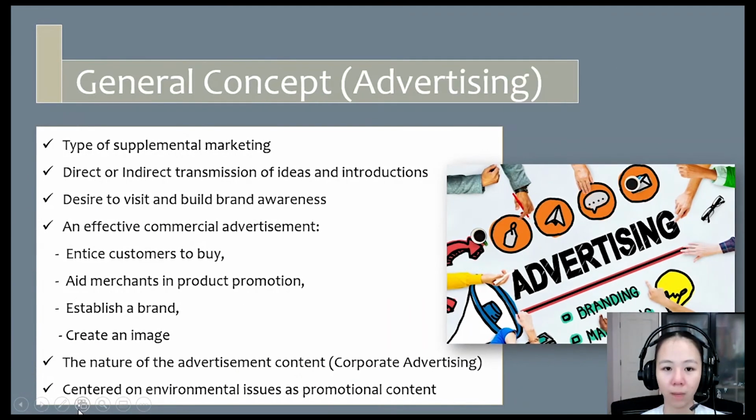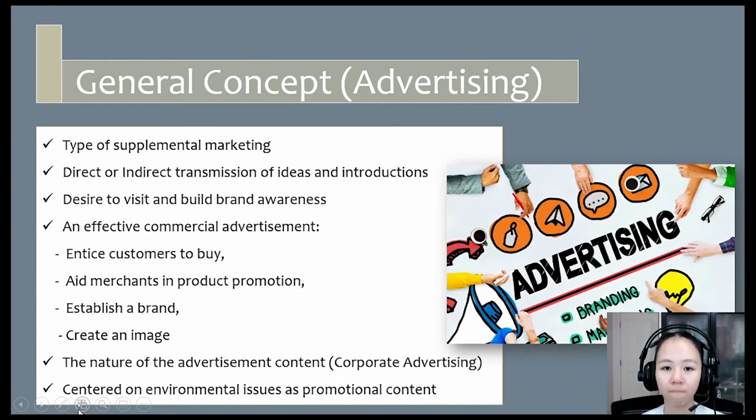Okay, the next part will be general concepts in advertising. Advertising is a type of supplemental marketing that involves the direct or indirect transmission of ideas and information to a consumer group via various media such as newspaper and television in order to excite the desire to visit and build brand awareness. An effective commercial advertisement should entice customers to buy, aid merchants in product promotion, establish a brand, and create an image.